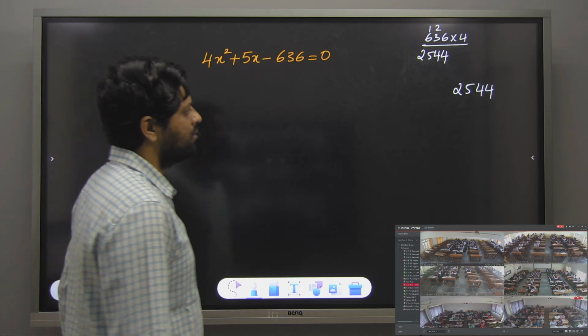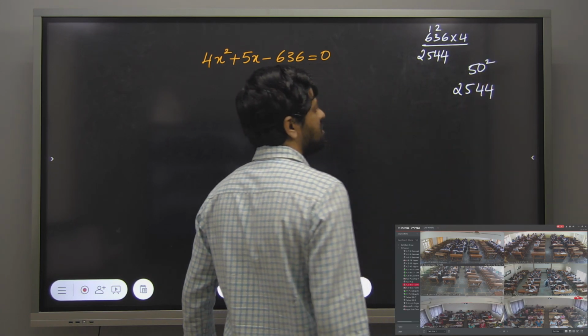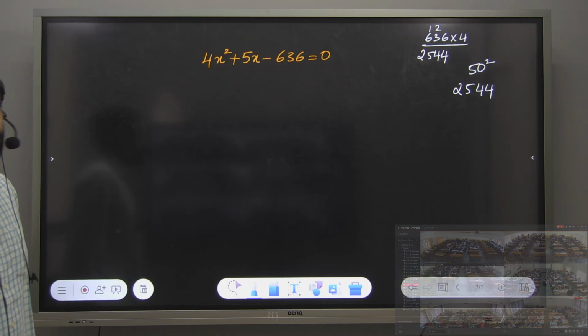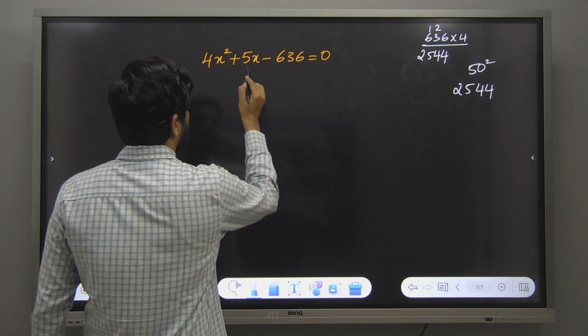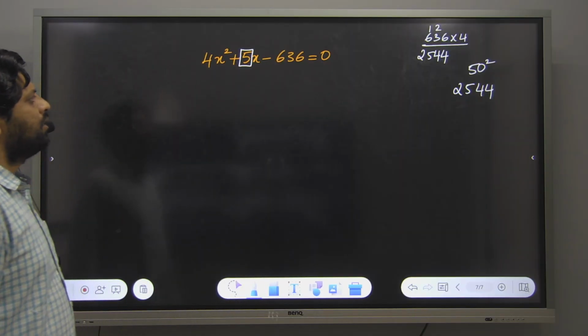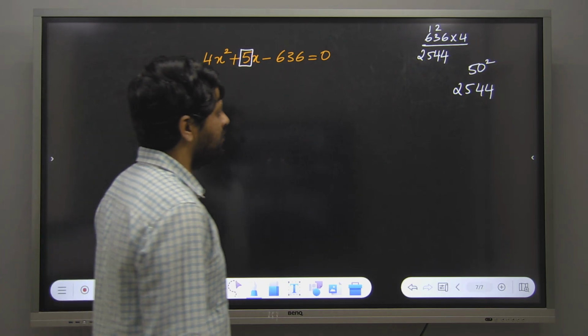Which square is it closer to? 50 and 60. Yes, it is closer to 50 square. Very close to 50 square. How? Because 50 square is 2500. What do I want the difference between the two numbers to be? 5. The difference between the two numbers should be 5.